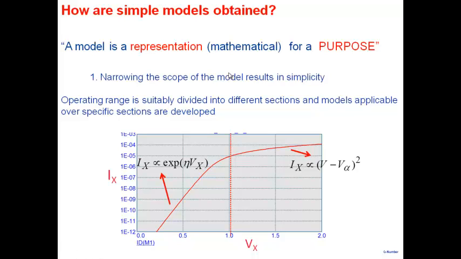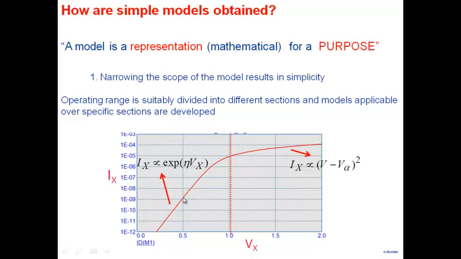How do I obtain a simple model? Well, remember, if I were to write one single equation which covers the entire behavior, one single equation which captures the entire behavior, that equation is going to be complicated. You try doing it. One single equation which captures the whole thing is going to be a complicated equation. So what I do is I narrow my focus. So I look at only this region here.